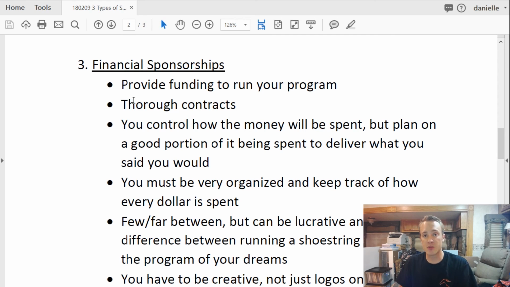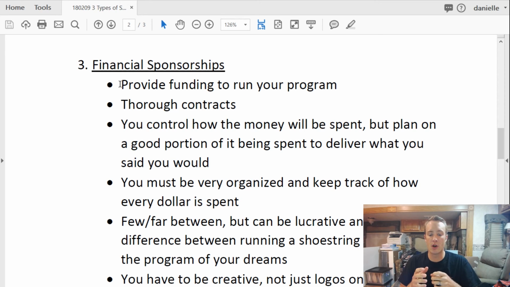But those are the best ones because, quite frankly, they provide funding to run your program. You're in charge of the funding, which is a double-edged sword because it's great. You get to choose where it goes, but you also have to deliver on the things that you promised to deliver for them. So you have to make sure that some of that money goes towards what we call deliverables, or whatever they say they needed.